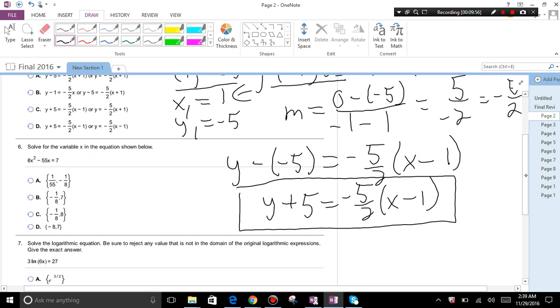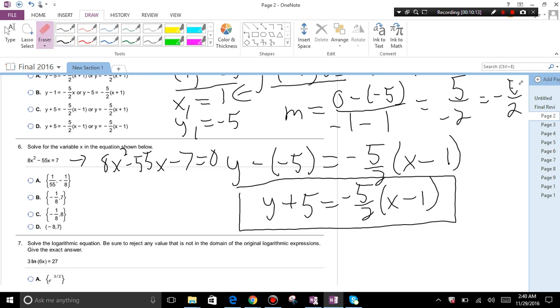That's something that we did earlier. Number 6, we're doing the quadratic formula, or we're factoring. Either one works. And so here, first you bring everything on one side. You get 8x squared minus 55x minus 7 is equal to 0. And now we are about to factor.